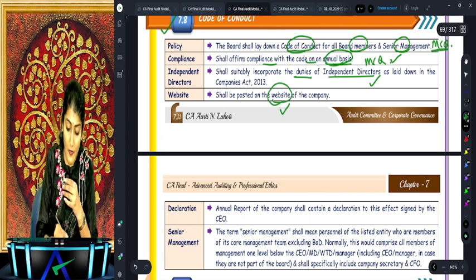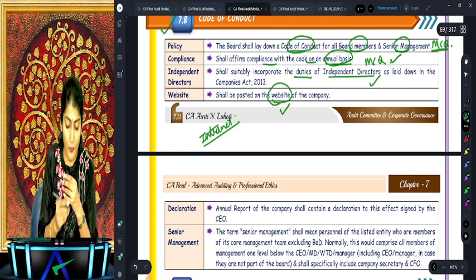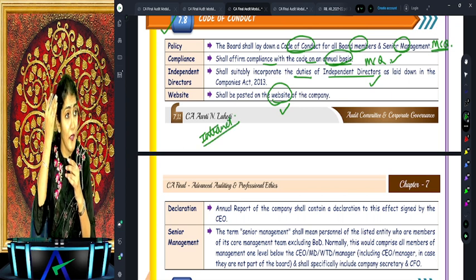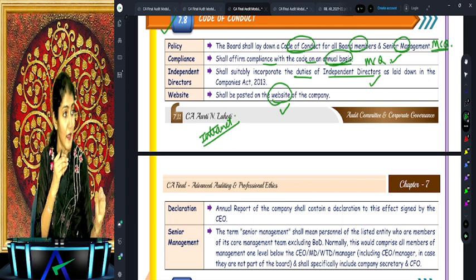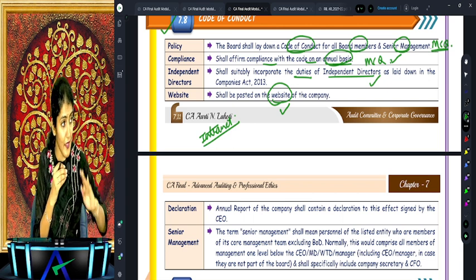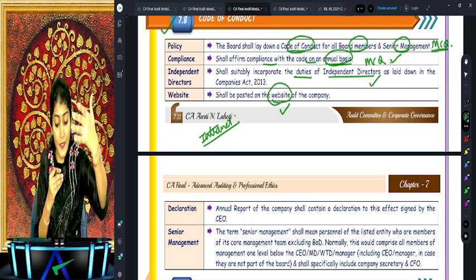Say there was a question in the exam that the code of conduct has been put on the intranet of the company. If you put it on the intranet of the company, you are violating the provisions of SEBI LODR. Why? Because is it to be put on the intranet? No, it is to be put on the internet. It is to be put on the website of the company.